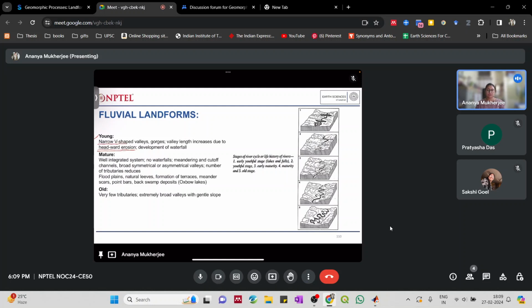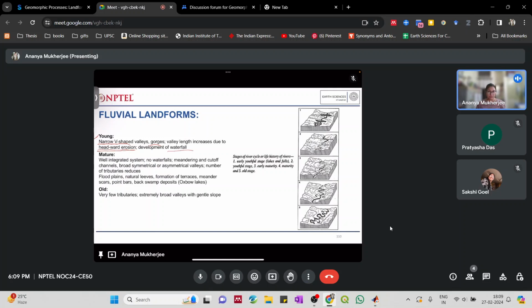Usually they are narrow V-shaped valleys and gorges, and at places a waterfall develops, where there is a sudden change in elevation and the water drops down. These are all the kinds of landforms formed in the younger stage of the river.